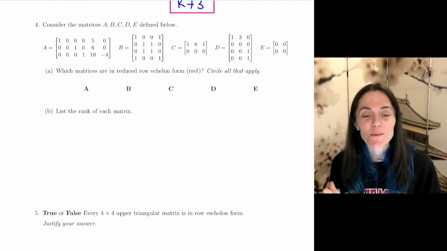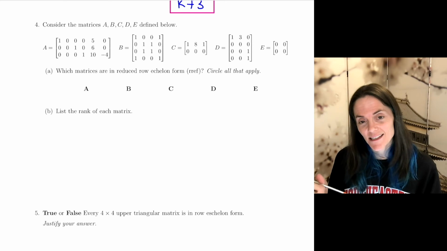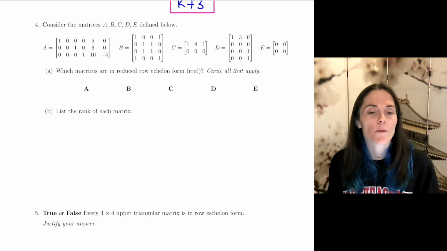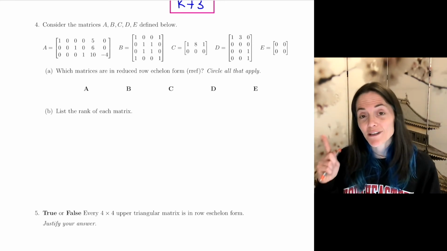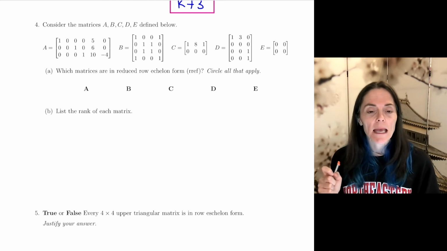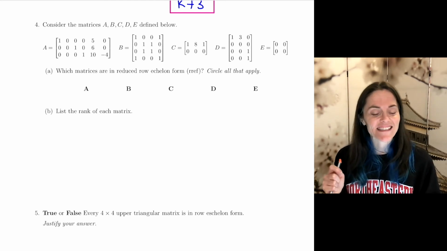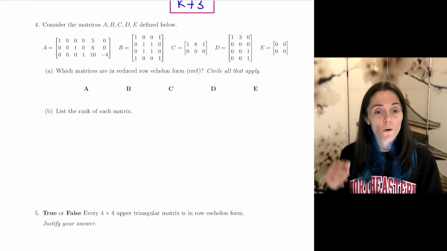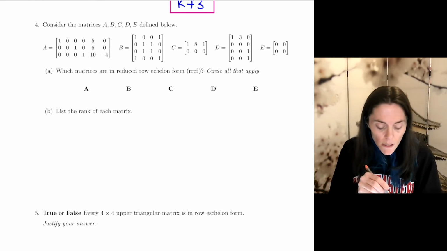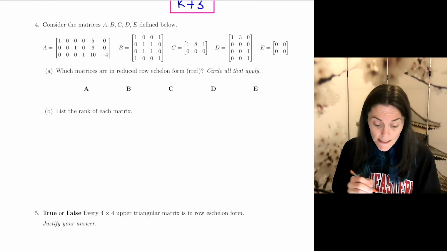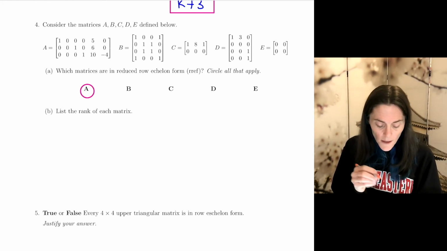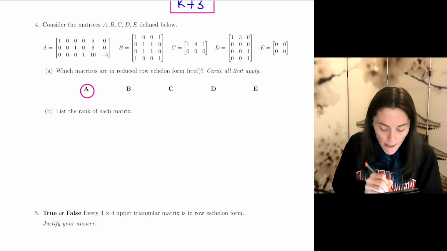Number 4, we have matrices A, B, C, D, and E given. And we want to determine which ones are in reduced row echelon form. And then we will also list the rank of each matrix. Okay, well, maybe I will start with the first one, and this is letter A. I will highlight the leading ones, leading 1, leading 1, leading 1.